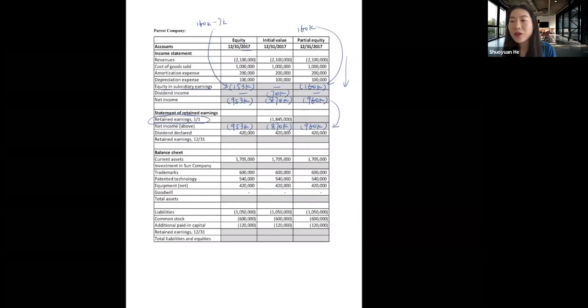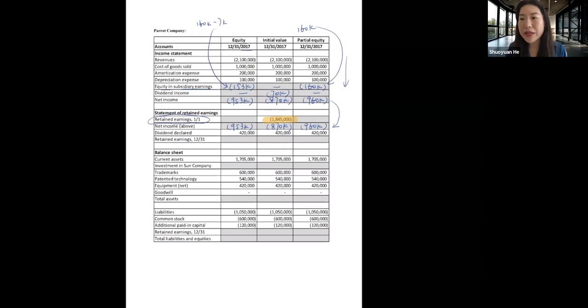Even though we don't know the parent's income and dividend every year, we do know that under the initial value method, the parent's beginning retained earnings is 1,845,000. So we can use this number to back out what should be the retained earnings under the other two methods. And please take 1 minute and think about how we can back it out.